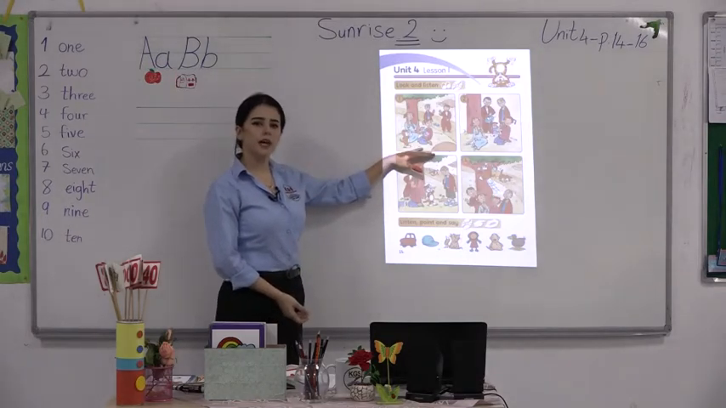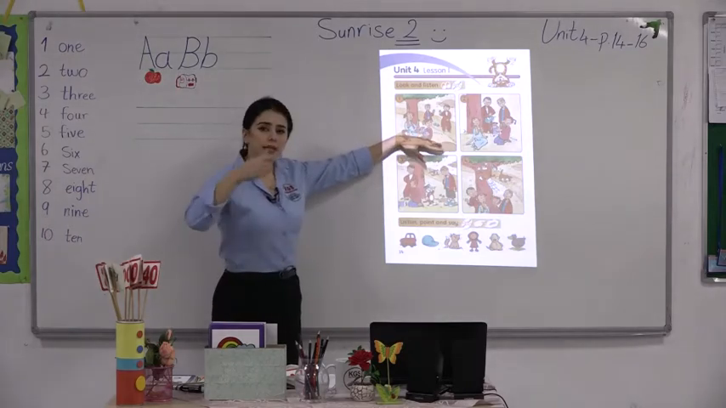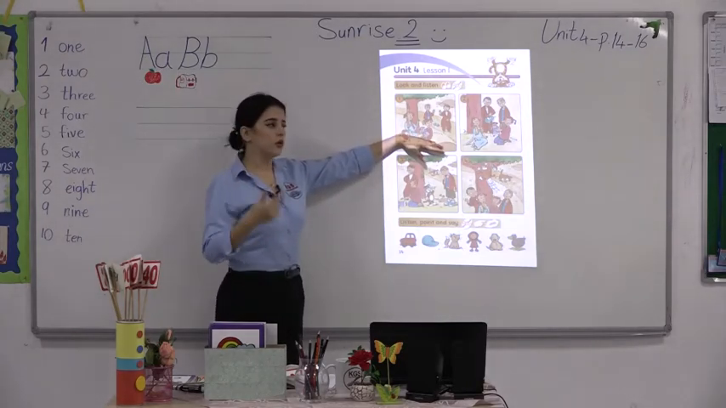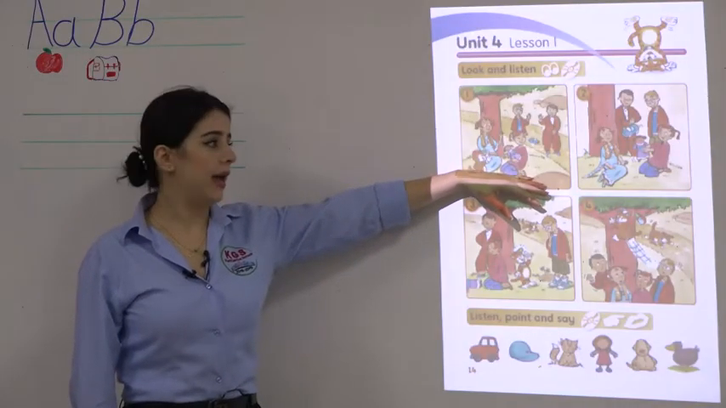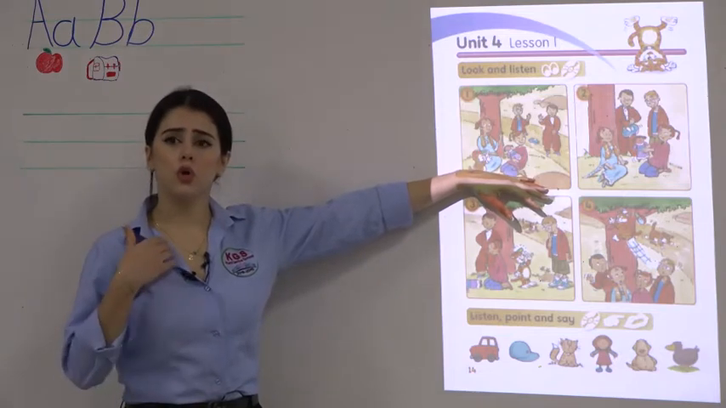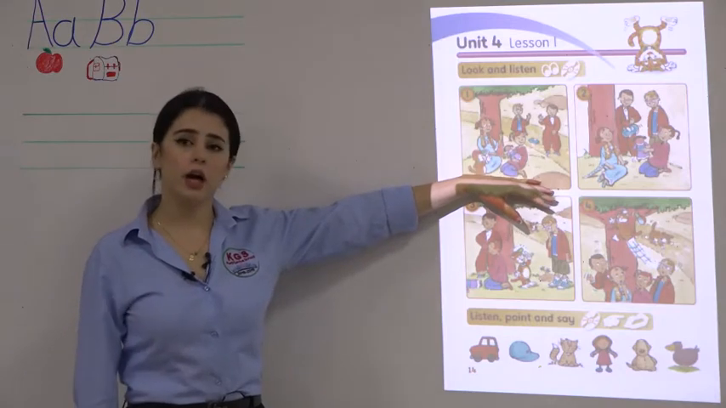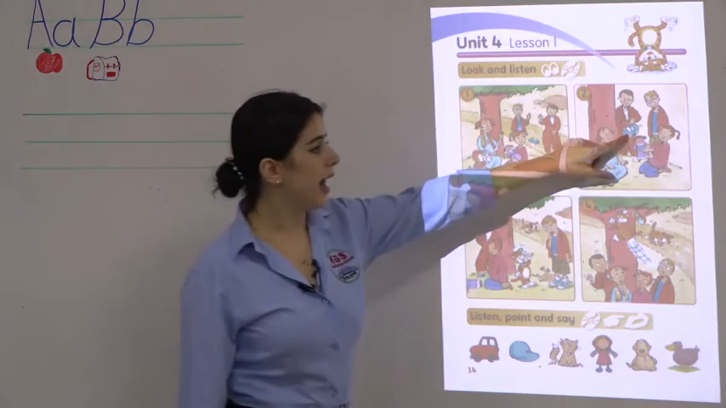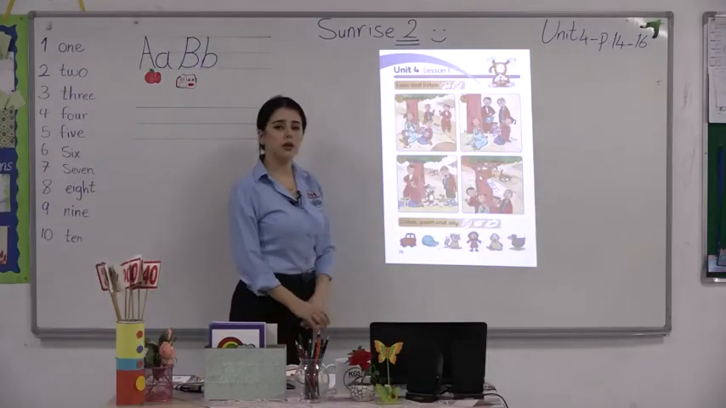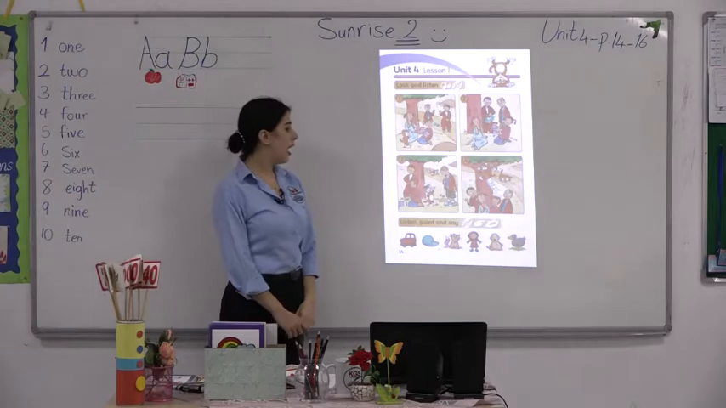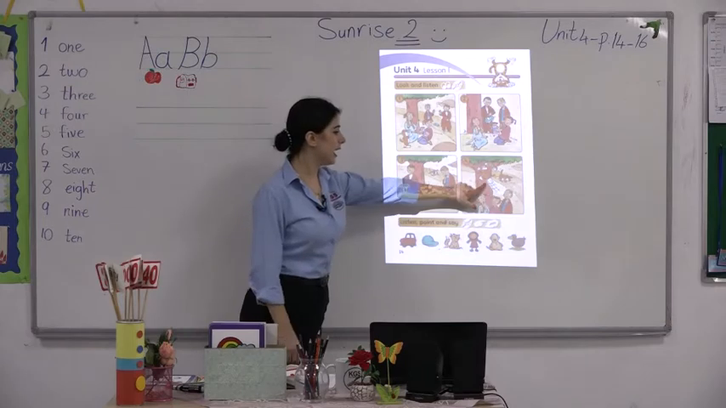Now, tell me, what did they say? Repeat after me. I have a doll. I have a doll. A doll. I have a car. I have a cat.